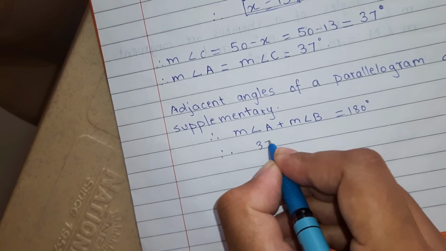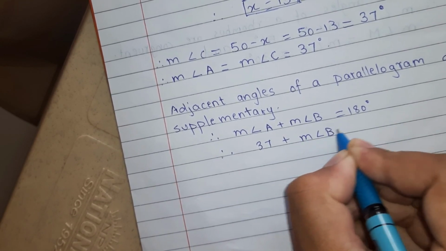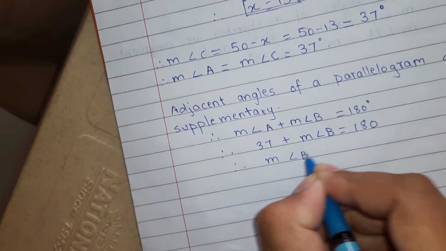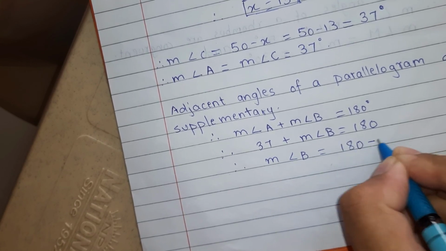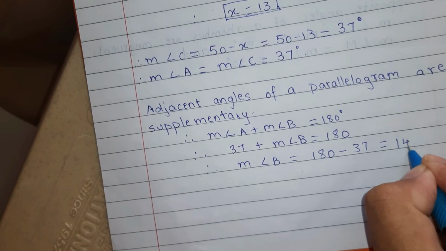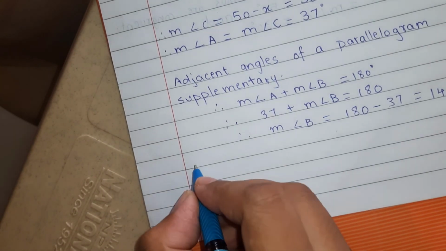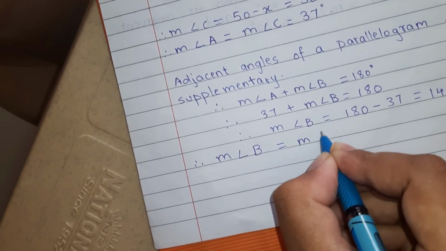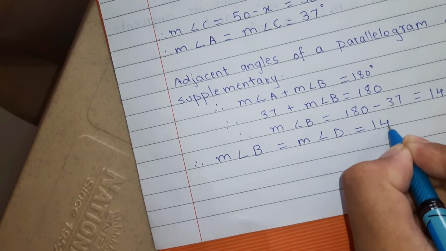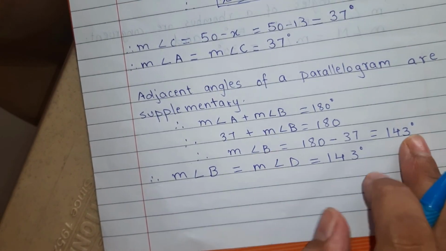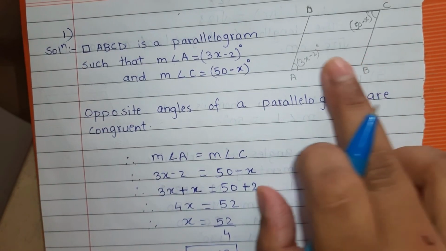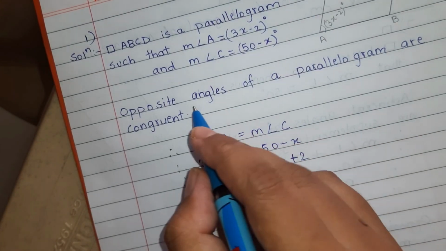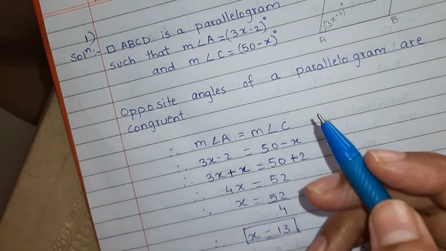But measure angle A is 37, plus measure angle B is 180. Now shift 37. So measure angle B equals 180 minus 37, which is 143 degrees. So therefore measure angle B equals measure angle D equals 143 degrees. Why? Because B is 143, so D is also 143. What is the reason? Opposite angles are congruent. This reason we have used 3 times.